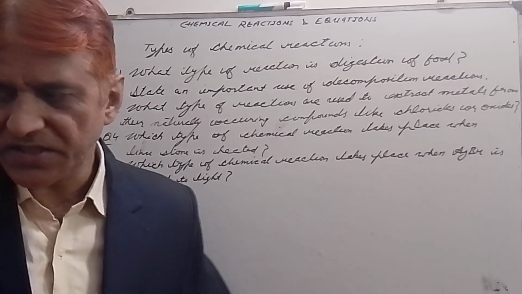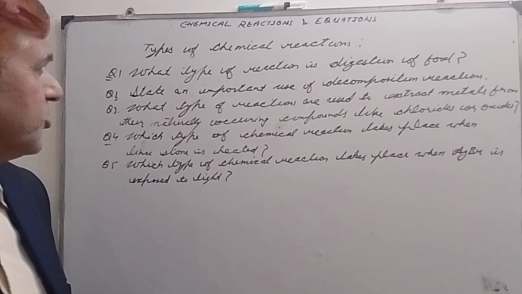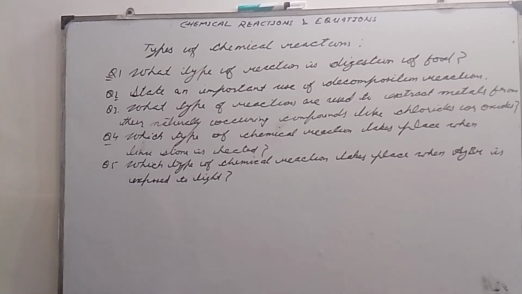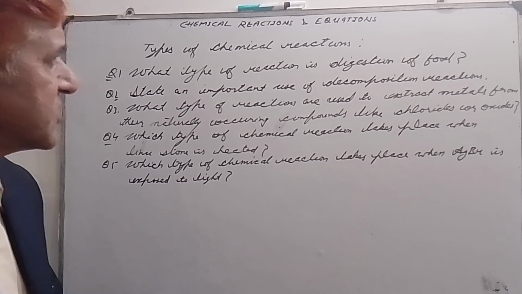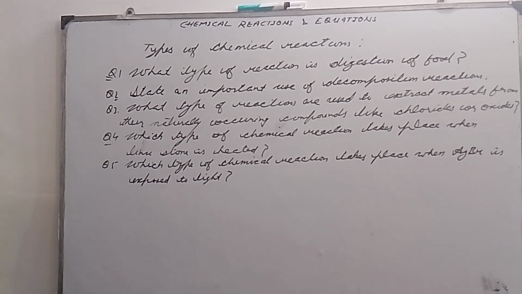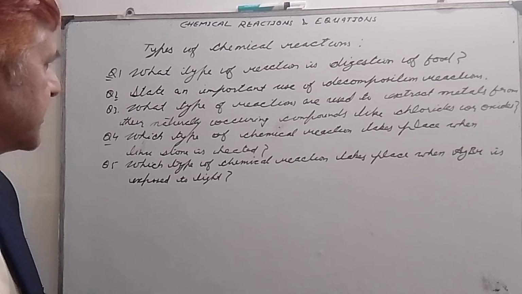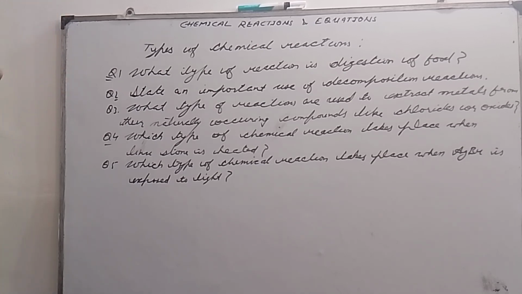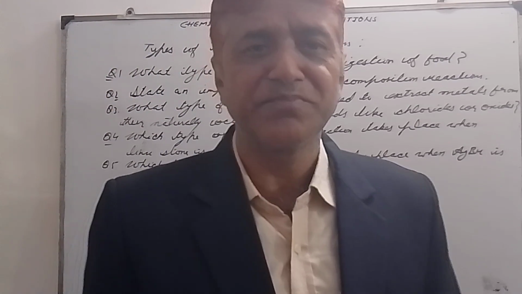So my dear students, these are the questions which I have given to you to solve. I am repeating the questions. Question number 1 is, what type of reaction is digestion of food? Second is, state an important use of decomposition reactions. Third is, what type of reactions are used to extract metals from their naturally occurring compounds like oxides or chlorides? Question number 4 is, which type of chemical reaction takes place when limestone is heated? Question number 5, and last question, which type of chemical reaction takes place when silver bromide is exposed to light?